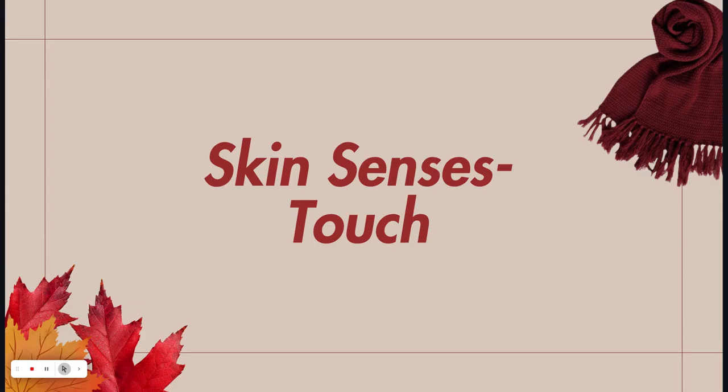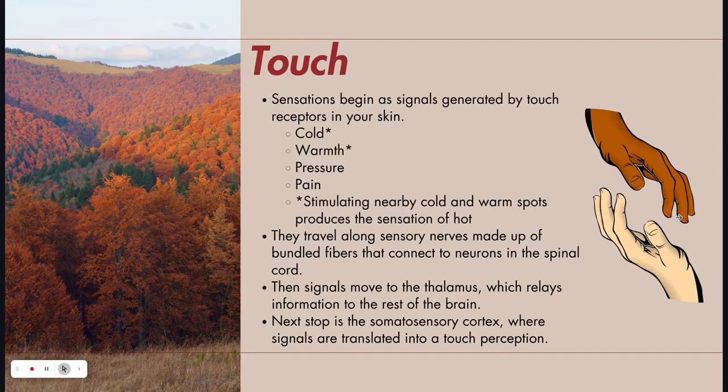Next up is a skin sense. This is touch. Sensations for touch begin as signals generated by touch receptors in your skin. There are four basic sensations: cold, warmth, pressure, and pain. And fun fact, if we stimulate nearby cold and warm spots, like say on your hands at the same time, you'll actually feel the sensation of hot.